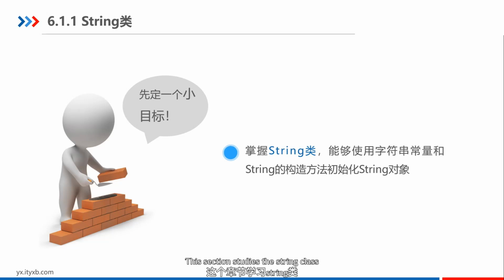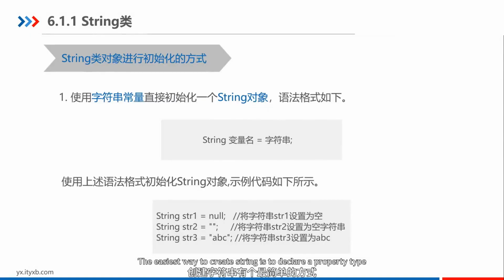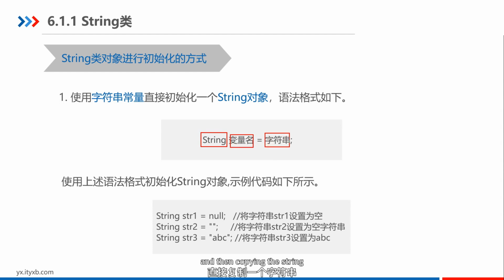This section studies the string class. String is the most commonly referred to class, so it has many API methods. So first of all, learn how to create a string. The easiest way to create a string is to declare a type, then a variable name, and then assign the string.